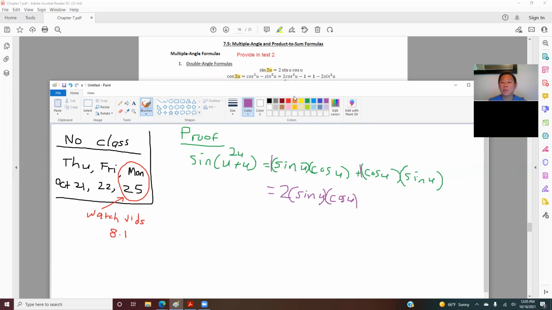Now, for cosine 2u, we have three formulas: 1, 2, and 3. Yes, cosine 2u has three types of formulas.